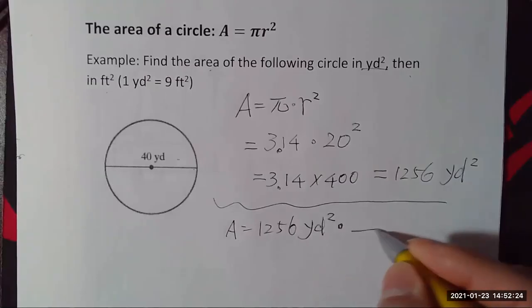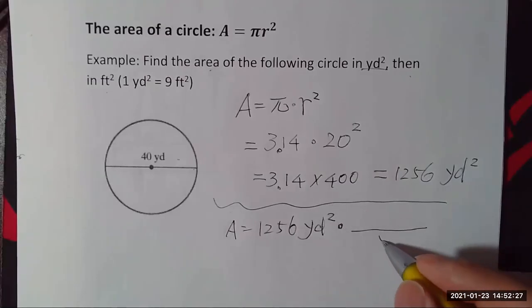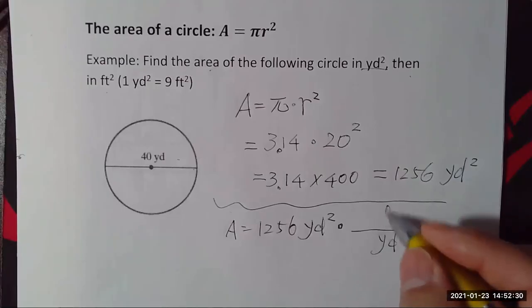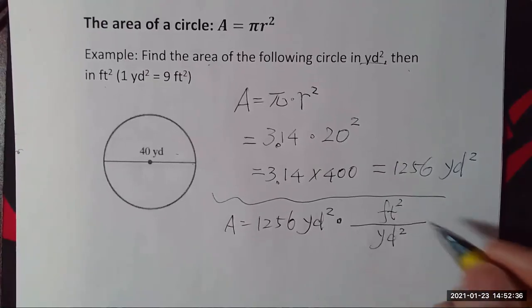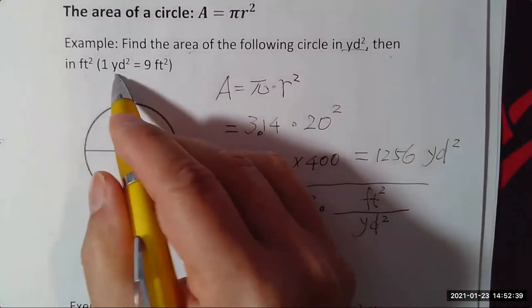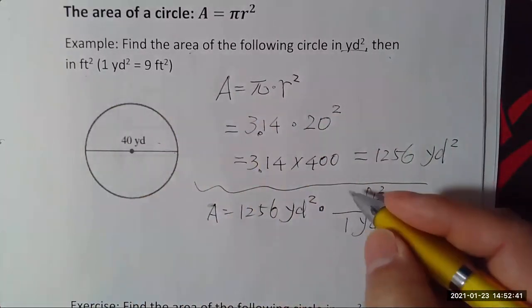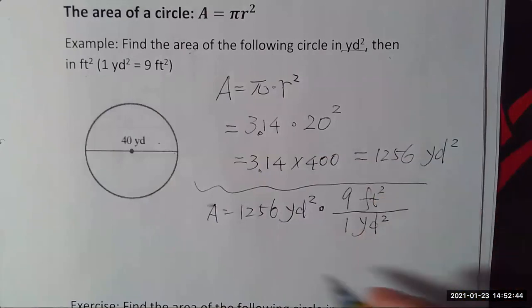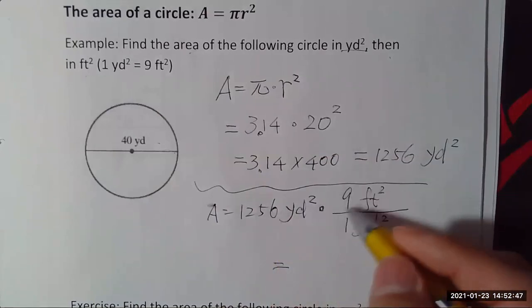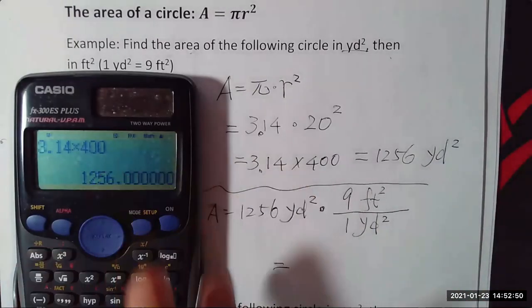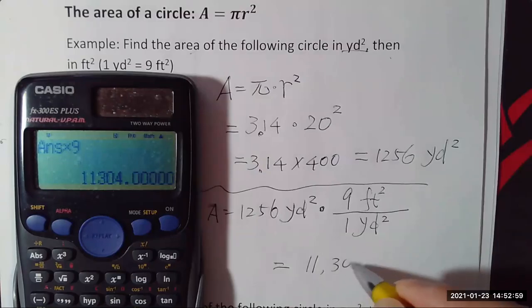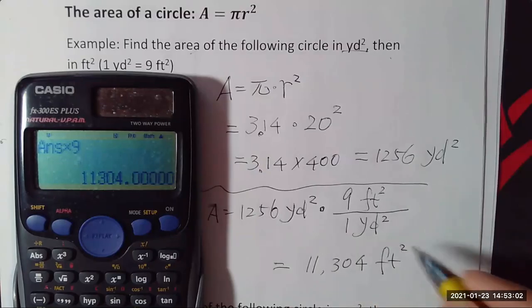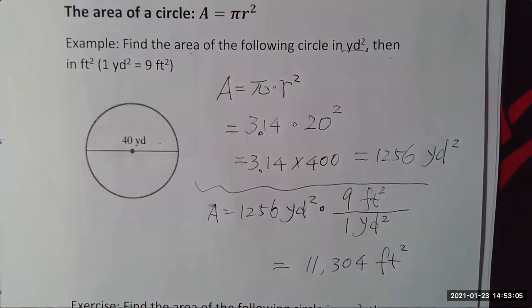Now, using the dimensional analysis method, we want to cancel this unit. So we need to have the same unit on the bottom. We want to have square feet in the end. So we put square feet on the other side of this bar. Now, this is a conversion factor between the two units. So 1 square yard is 9 square feet. So we multiply this together because it's on the top. So I just multiply by 9. I still have 1256 on the screen. 11,304 square feet. Yep, that's the area of this circle.